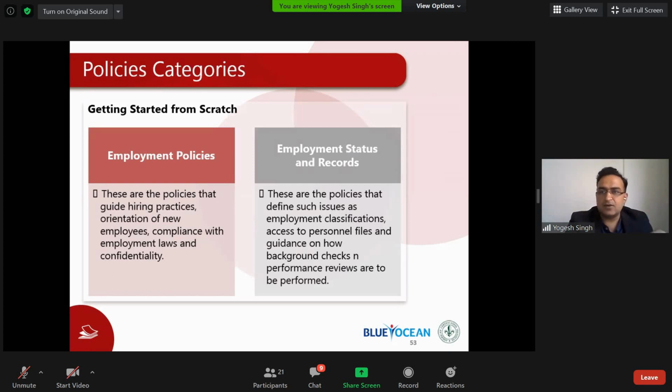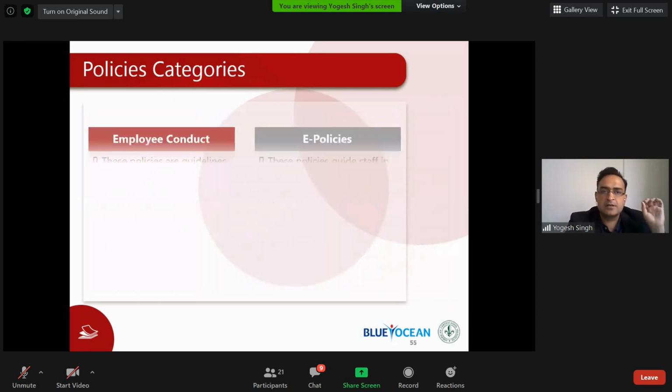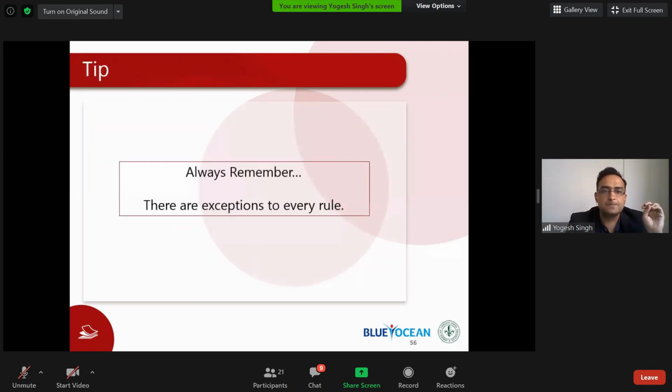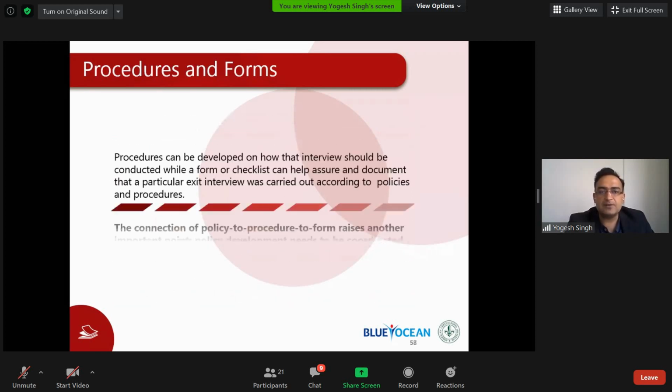So this is all covered: different types of policies, employment policy, employment status, record, etc. They all are HR policies. It's already covered in the table of content, so I don't need to particularly talk about each of these. E-policies I have already shared with you, social media policy. After policy comes the procedure, and then there is a form. I will explain that also.